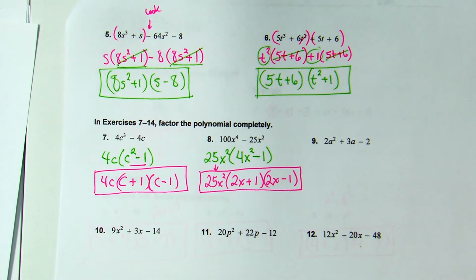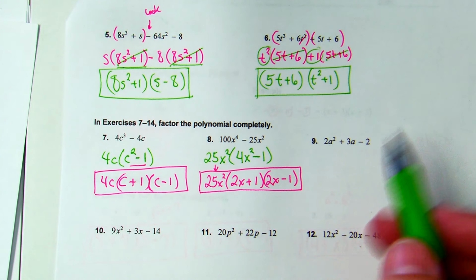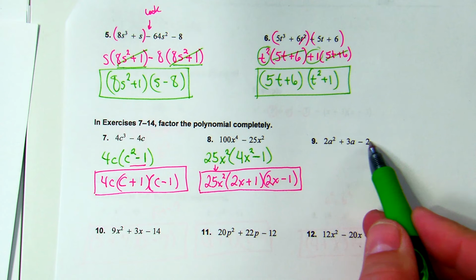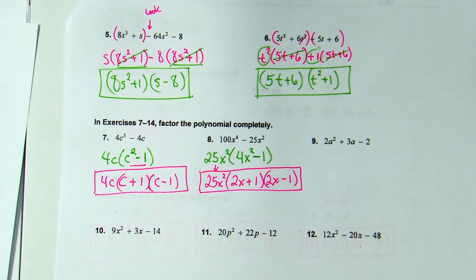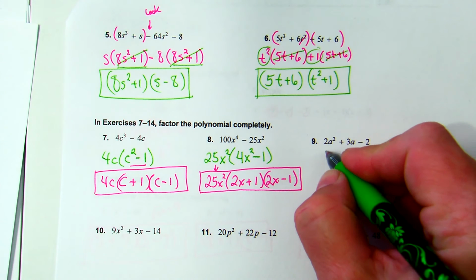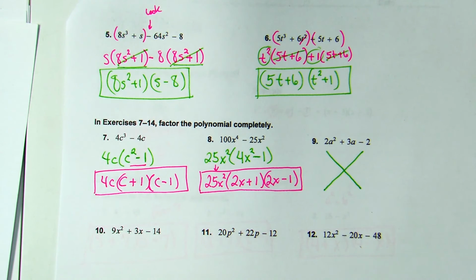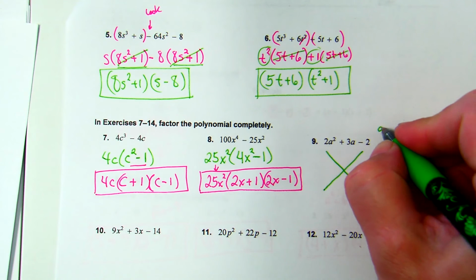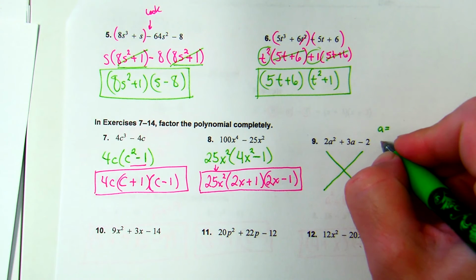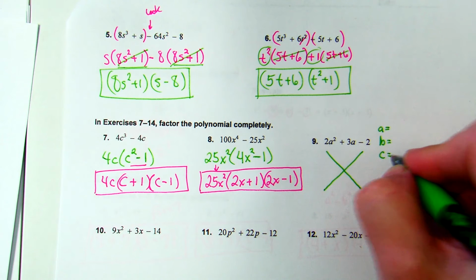Okay, number 9. I can't factor any one thing out of all of this. So what are we going to have to resort to get the two binomial factors on number 9? Does anybody remember what we may have to do? Does this ring a bell? Oh yeah, Coach. Okay, so I'm going to have to locate values for A, B, and C.